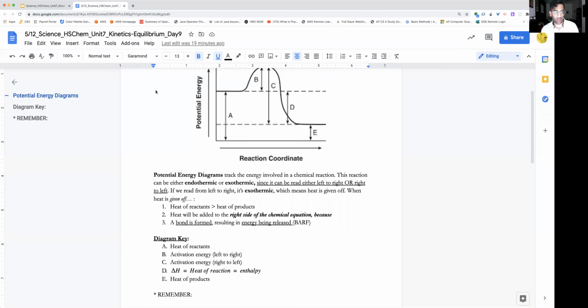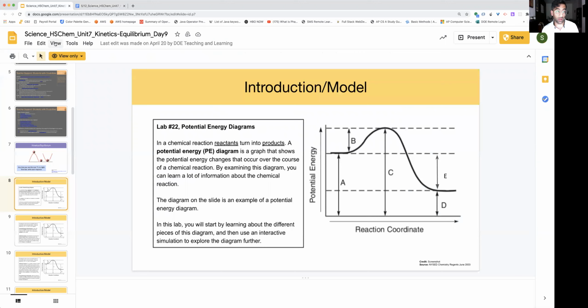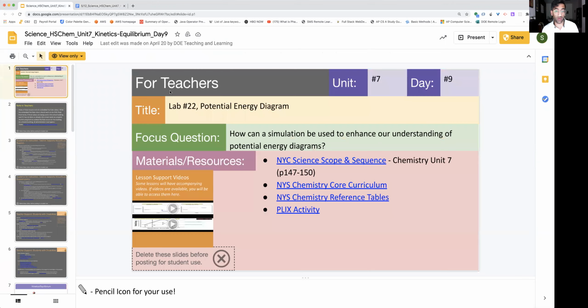Gopal, and I'm here to talk to you about the Unit 7 lesson on potential energy diagrams. Now, this lesson is focused around the simulation, but we're going to come back to this diagram. I'm going to quickly show you the lesson, and that is from Unit 7. It's lab number 22, the potential energy diagram.